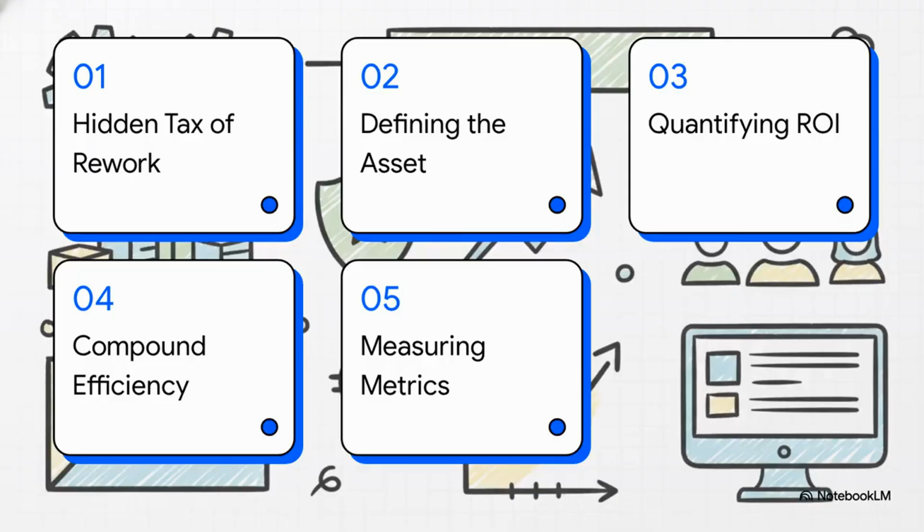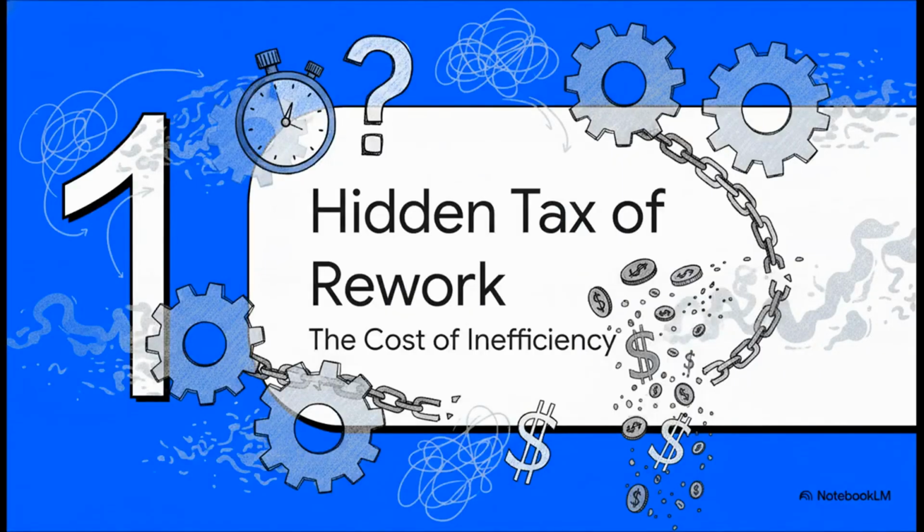We're going to cover: 1. The hidden tax of rework. 2. Defining the asset. 3. Quantifying ROI. 4. The compound efficiency curve. And finally, number 5, measuring the metrics that actually matter. Okay, let's jump right into section 1, the hidden tax of rework.